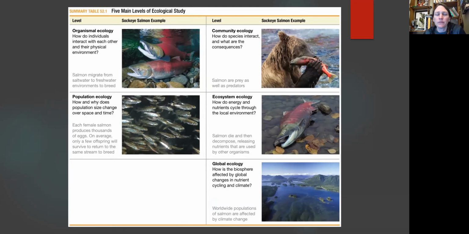So this table from the book, I think, does a nice job of focusing in on these various scales and using salmon as an example, which is a great Pacific Northwest example, and moving from the organismal level up through the global level. And so it asks a research question, and then it focuses on something that an ecologist might study.